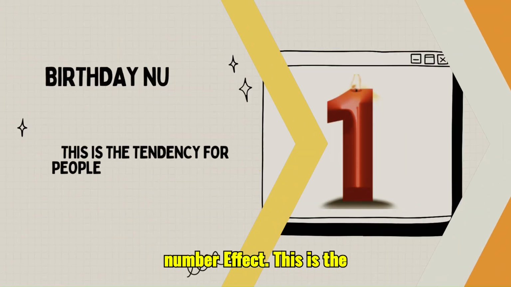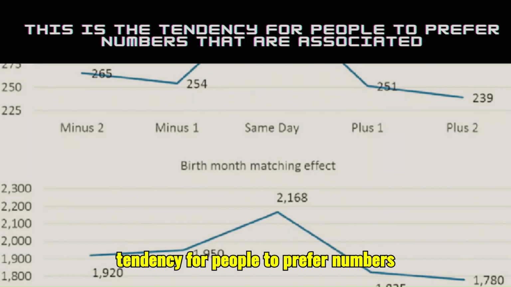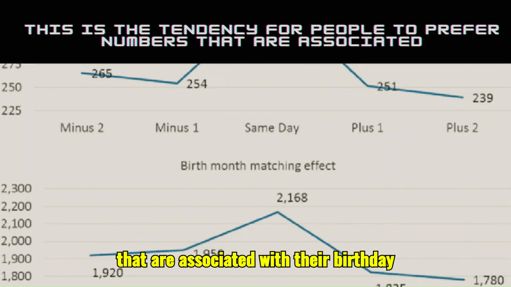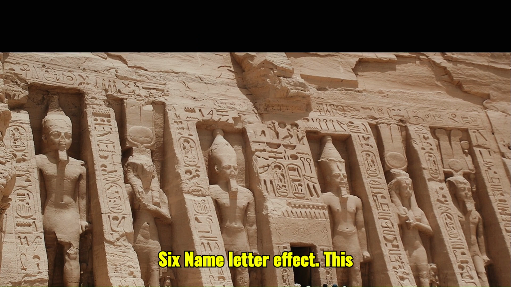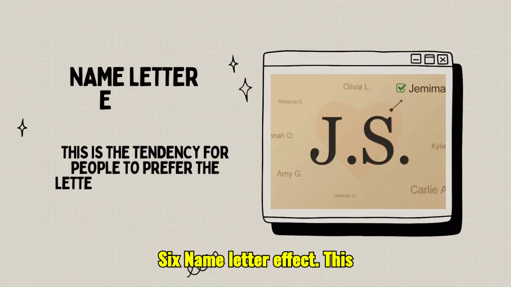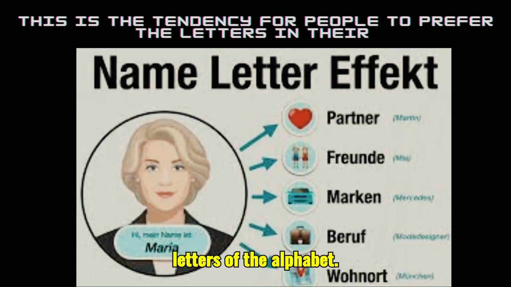5. Birthday number effect. This is the tendency for people to prefer numbers that are associated with their birthday or other personally significant dates. 6. Name letter effect. This is the tendency for people to prefer the letters in their own name over other letters of the alphabet.